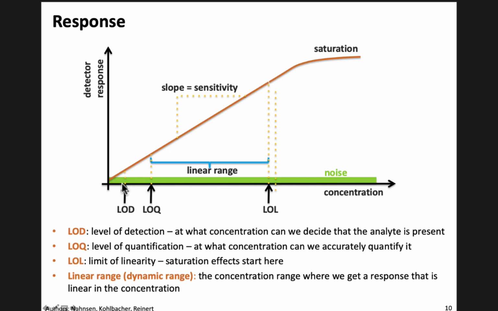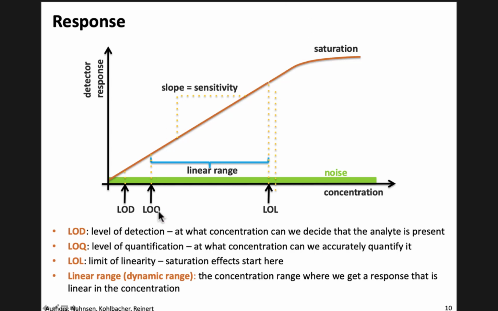These are the concentrations where we can, for the first time, really see our analyte in the signal, and a level where we can quantify it reliably. We will see what that means in a second. And you would hope that if you are in this linear range, meaning beyond the concentration where you can reliably quantify and below the concentration where your linearity goes away, then you can quantify with a very simple linear calibration. And the slope is the sensitivity.